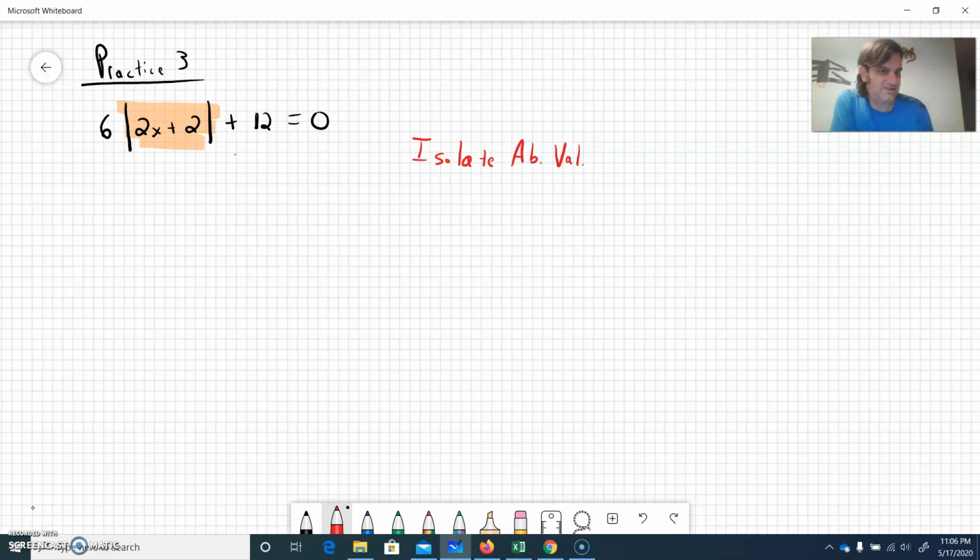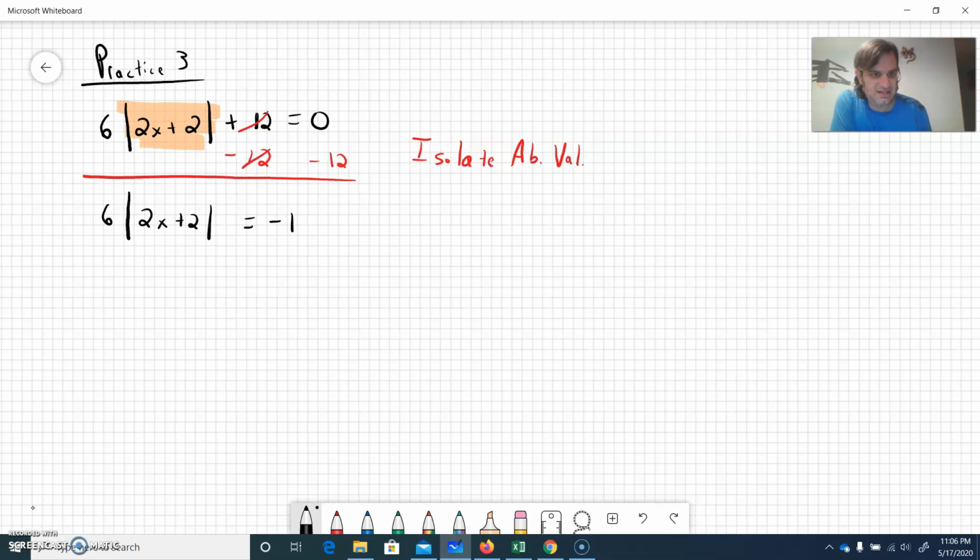So now we're ready to add or subtract across the equal sign. We'll subtract 12 from both sides. Of course, the plus 12 will cancel out with the 12 that I'm subtracting. So my equation will turn into 6 times the absolute value of 2x plus 2, and that'll be equal to negative 12.